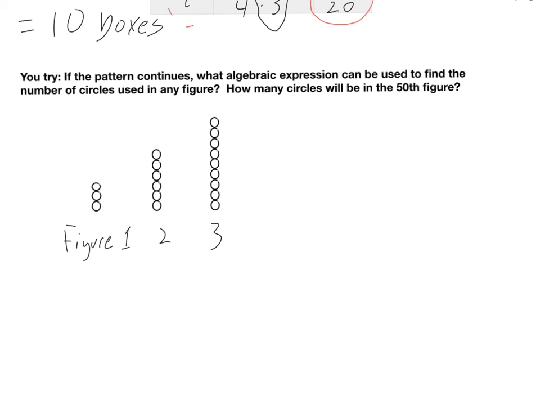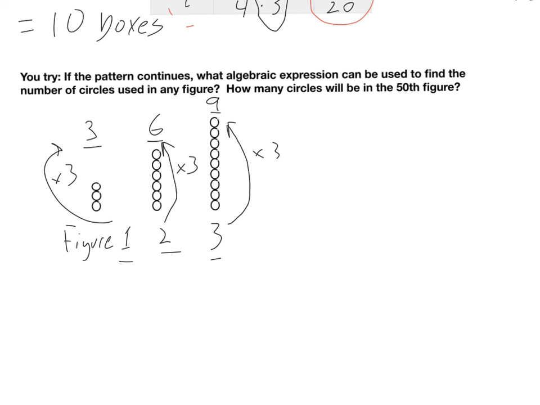Okay. So let's look here. In the figure 1, there's 3. Figure 2, there's 6. Figure 3, there's 9. If you look at how it relates, the number of circles relates to the figure, each time we're multiplying it by 3. 1 times 3 is 3. 2 times 3 is 6. 3 times 3 is 9. So we'll say F equals the figure number. And so our expression is 3 times F, or 3F.